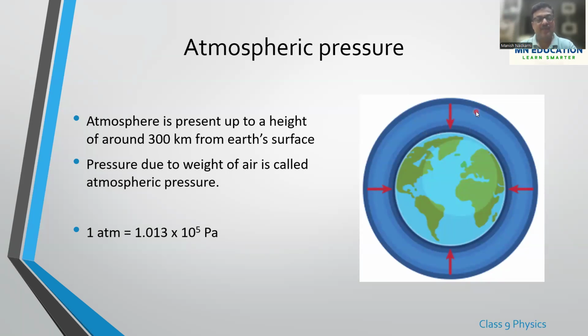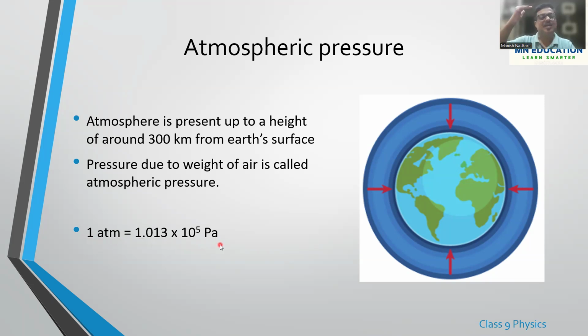Now, all this air, which extends up to a height of around 300 kilometers, can you see all this air, due to its weight, it exerts a huge amount of pressure on the surface of the Earth. This pressure is called atmospheric pressure. And how much is this atmospheric pressure at the surface of the Earth? It is given by this value, 1.013 into 10 raised to 5 pascals, which is also called 1 atm, that is, 1 atmosphere.